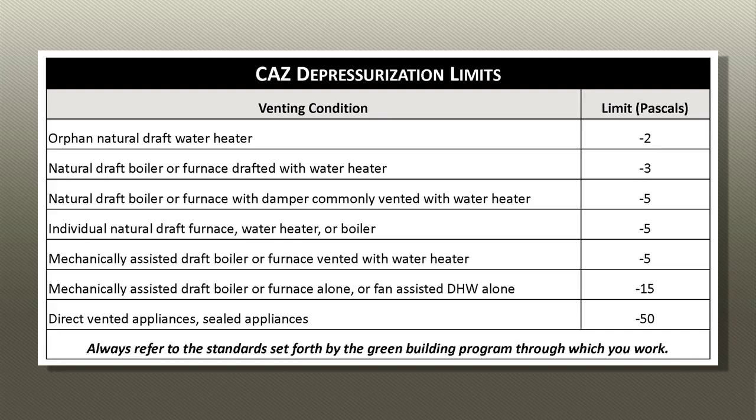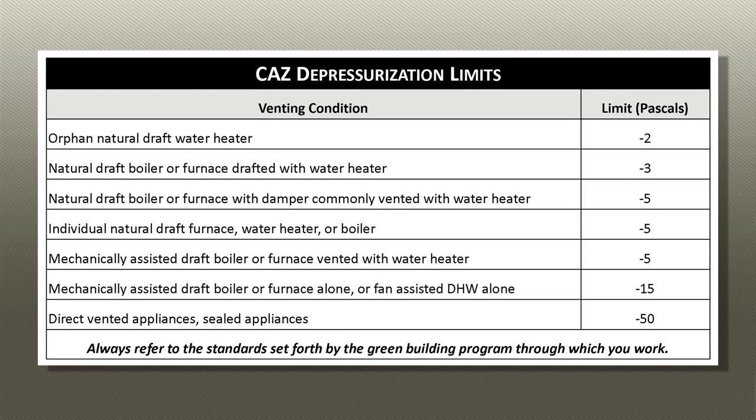Now that I have both my base pressure and gross worst case pressure, I need to calculate the net worst case depressurization. To do this, I subtract the base pressure from the gross worst case pressure. This number is recorded as the final worst case CAS depressurization. Then we can compare the net worst case depressurization to the CAS depressurization limits chart.